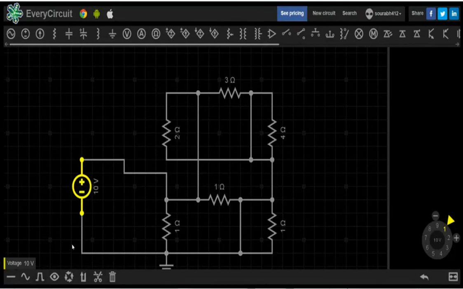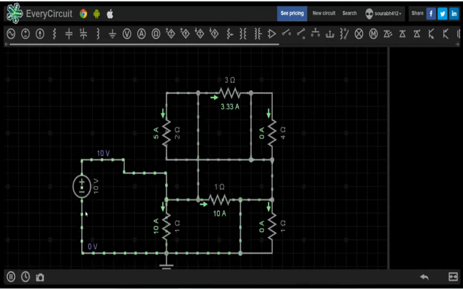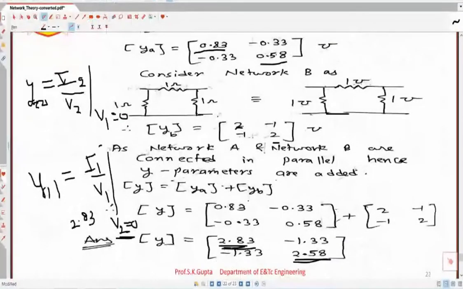So run the simulation. Just wait for a second. Okay, so it is nothing but 28.3 divided by 10. I1 is 28.3 divided by 10, its value is 2.83. So we got the first answer. Now for the second case, our answer should be 2.58. For the second case, we have to make V1 as 0 and take the ratio I2 by V2.